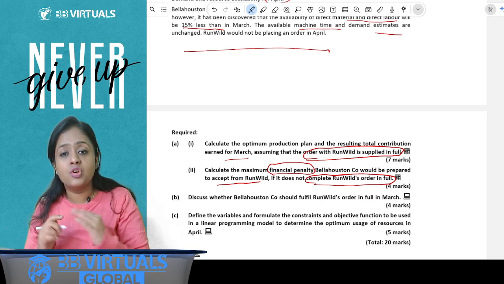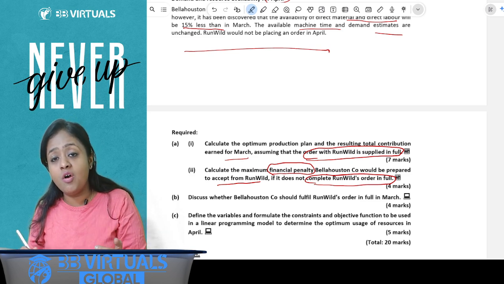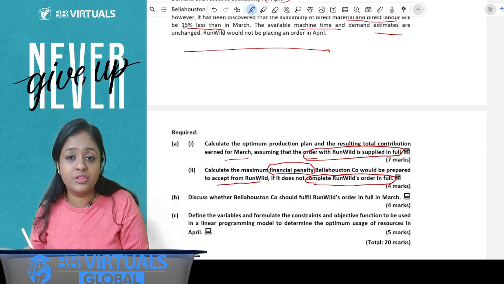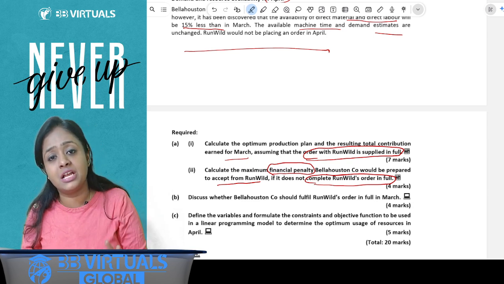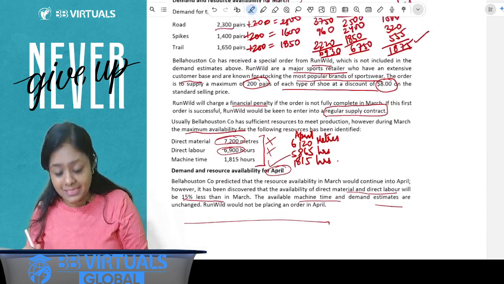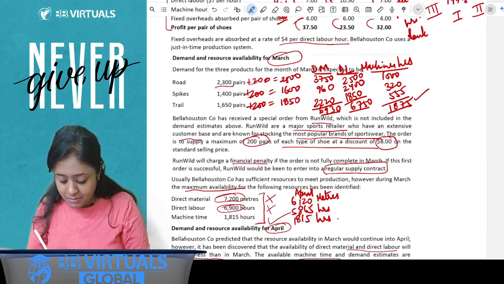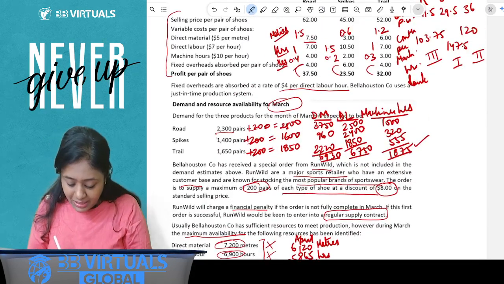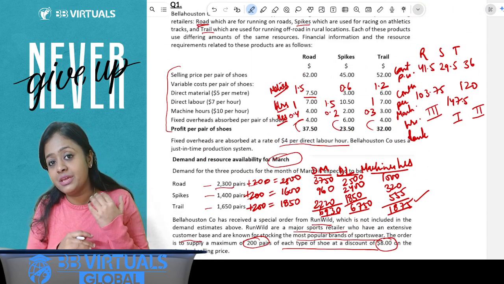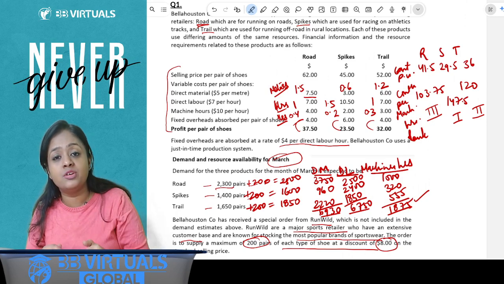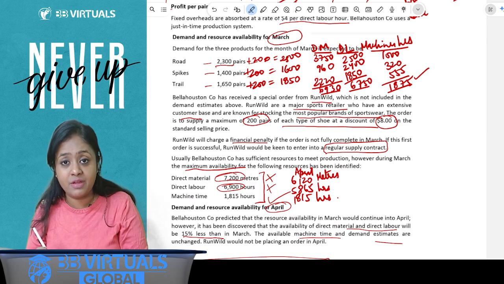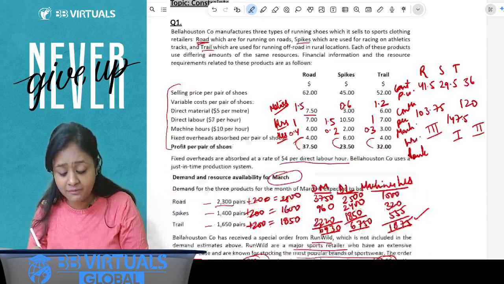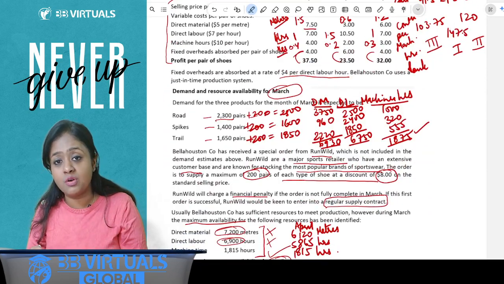We're just finding that. Now you will redo the same calculations, but now you will not start with 200 pairs of the three products, because now the aim is not to make them in full. The aim is to have the maximum production that we can. So what we will do is the maximum production meeting its regular demands of 7,200 of roads, 2,000 pairs of spikes and of trail. So first we will allocate the hours towards them, then we will allocate the remaining hours of 200 to the 200 pairs that we have to make specifically for Runwile. Here you will do it in the sequence of your contributions.